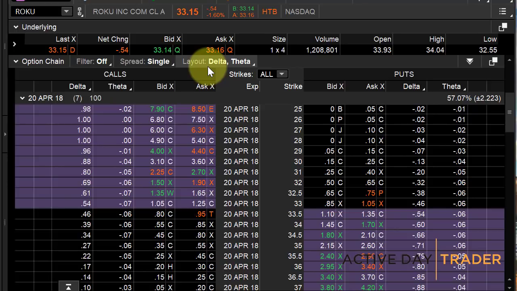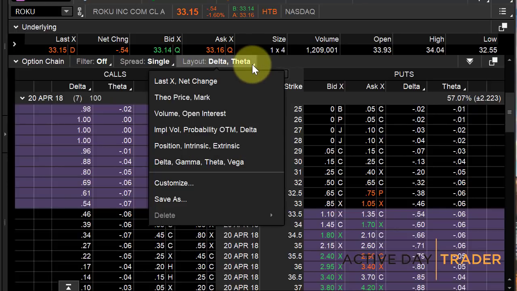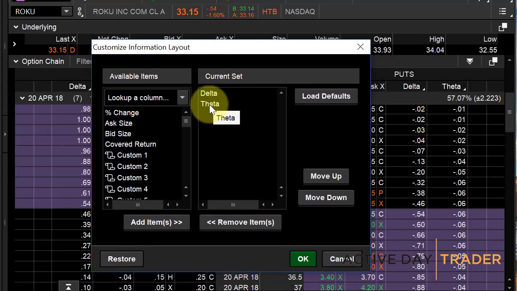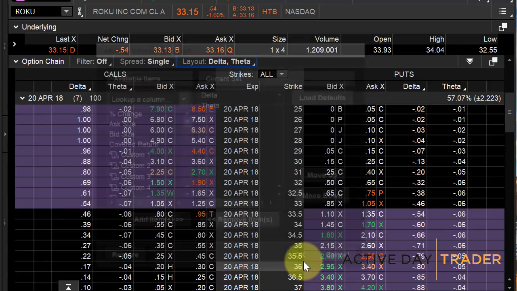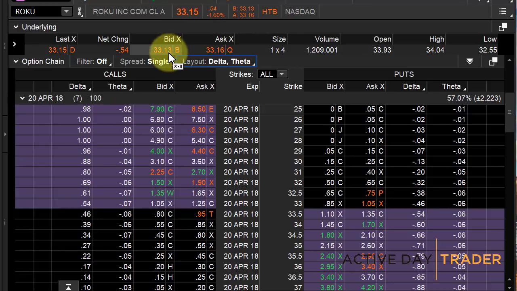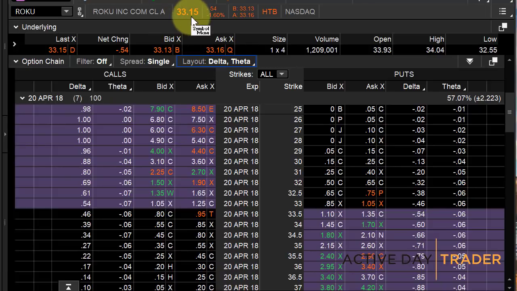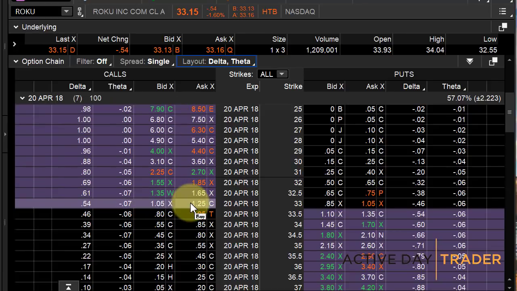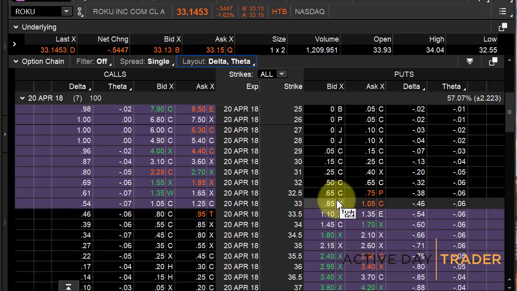So all I did in my layout here, tick down, I customized it because I really just wanted to look at delta and theta for right now. Okay? So Roku, the underlying's trading 33.15. Bid ask 33.13 bid at 33.16 ask. So 33.15, that's going to mean the at the money strike is going to be 33. What Thinkorswim does is in the money is all purple and out of the money is going to be all black. And same thing on the put side.